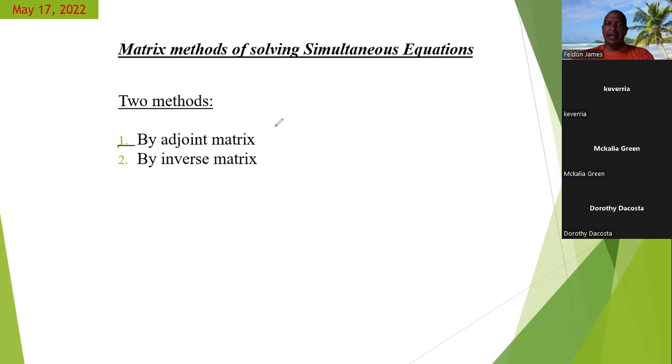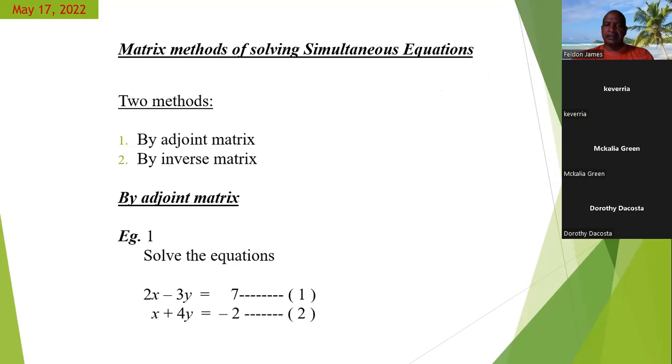So by adjoint matrix. Now, when you have learned the two different methods, you can compare them and see which one works better for you, and you can use that one. Unless they specify what method to use, you can use any of these methods. All right, so we're first going to look at solving simultaneous equations by the adjoint matrix.